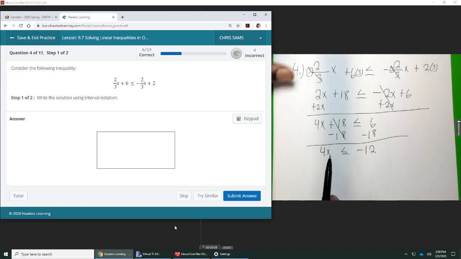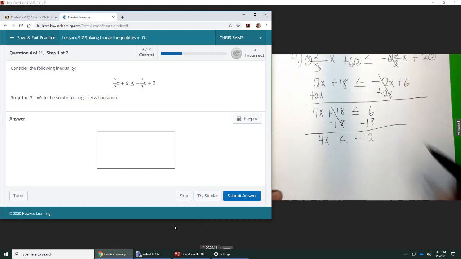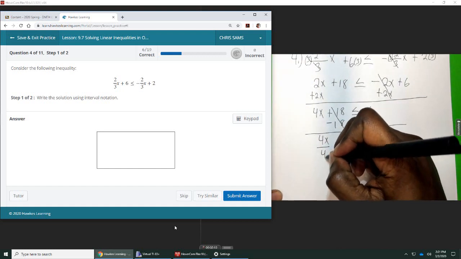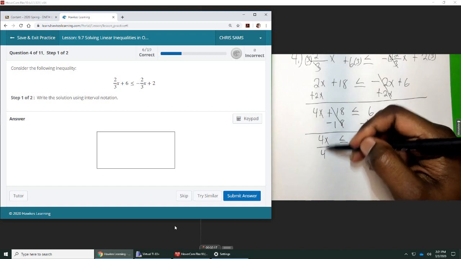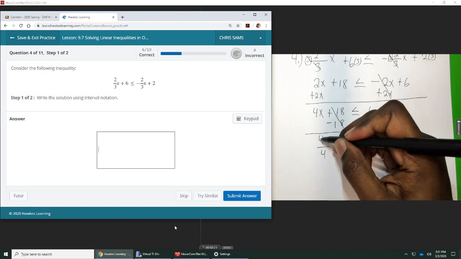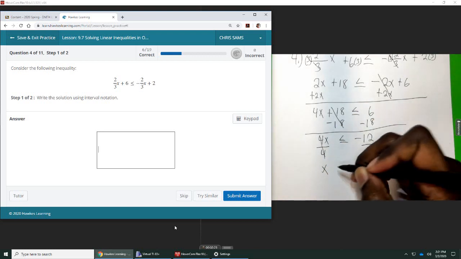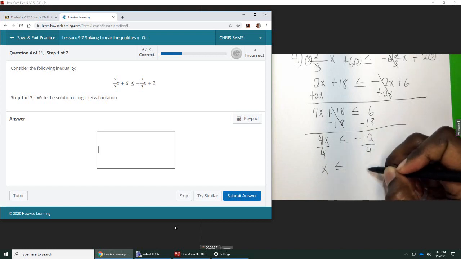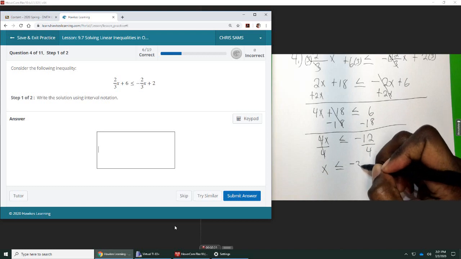And then final step to get x by itself is to divide by 4, and we'll divide on both sides. Now this time when we divide, we don't have to flip because we're not dividing by negative. Only when we divide or multiply by negative. So this will become x, because 4 divided by 4 is 1, still less than or equal to. And negative 12 divided by 4 is negative 3.